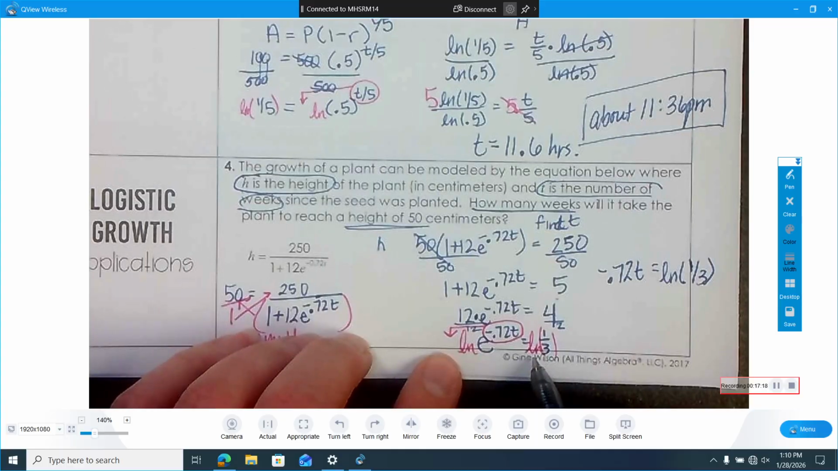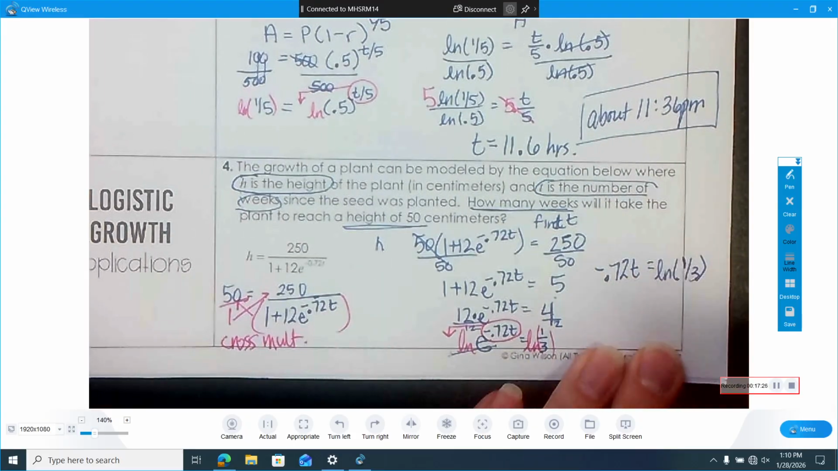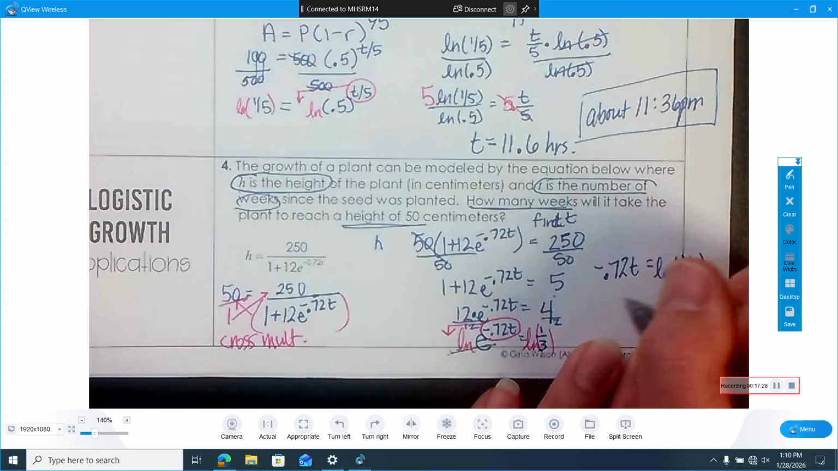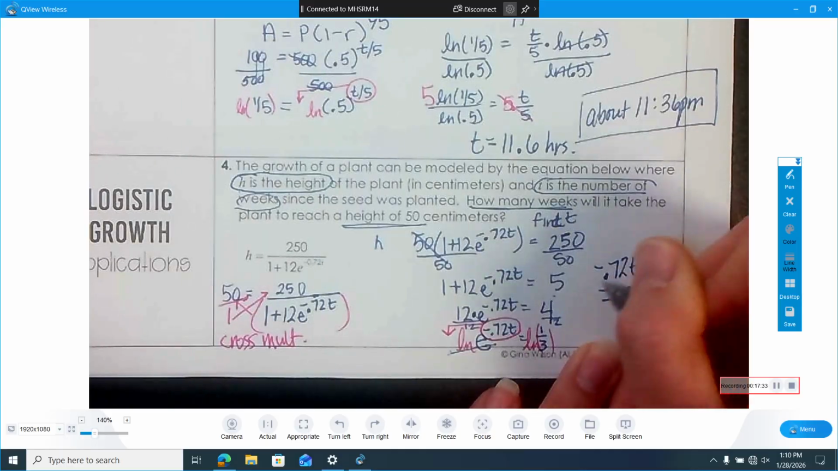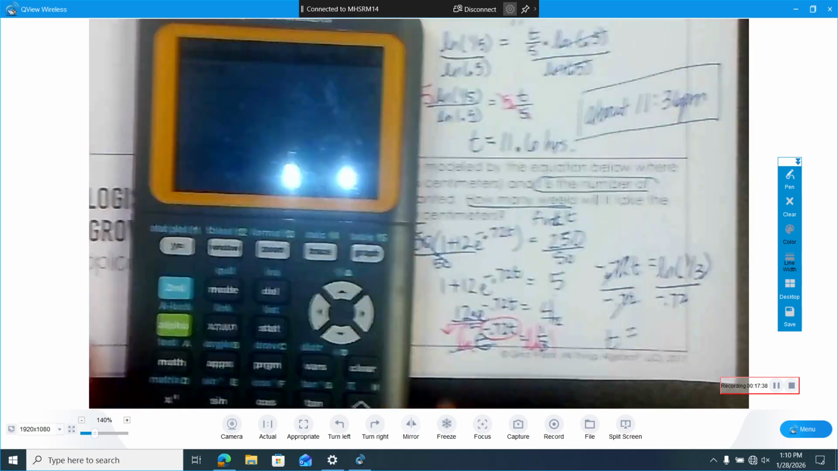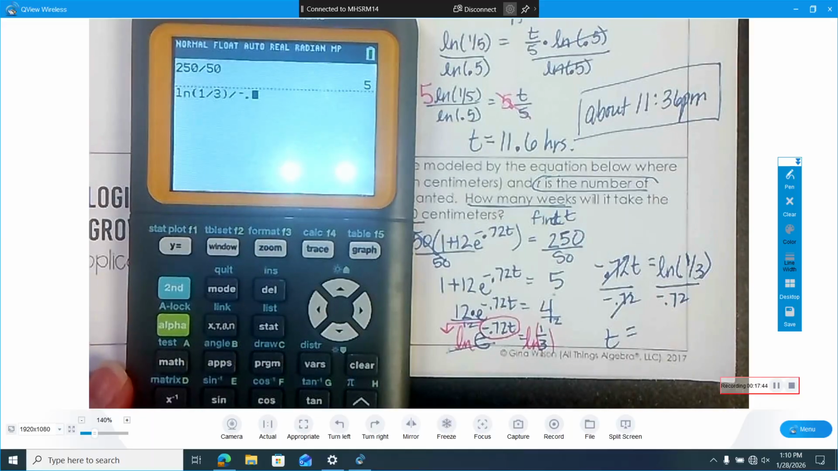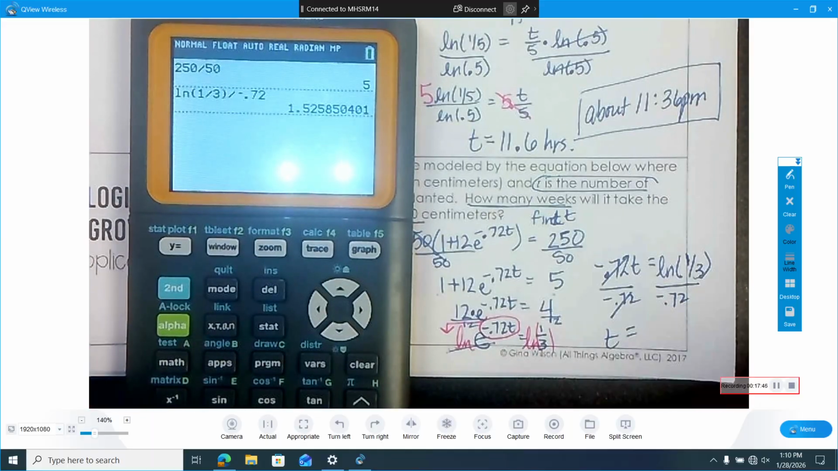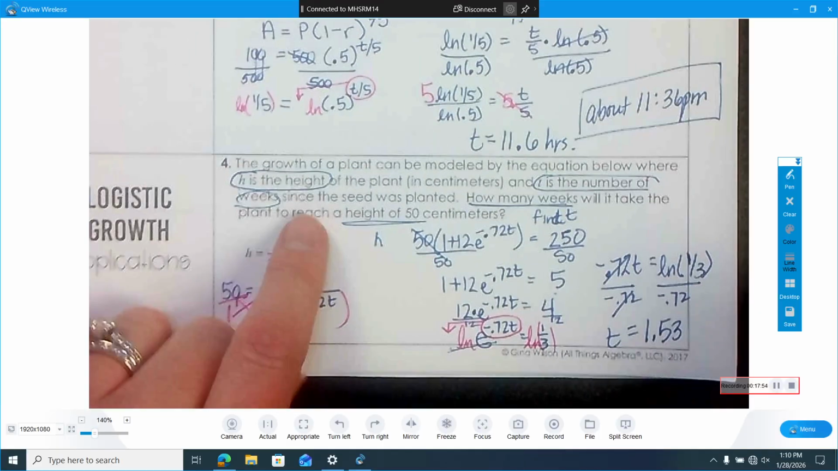And then I took my natural log. Natural log of e goes away. It's just a 1, so that cancels out. And how do I get t by itself? Negative 0.72. Okay. All right, so those cancel out, and now I just do my calculator. The natural log of 1/3, and then divided by negative 0.72. And I get 1.53, maybe 1.53 weeks.